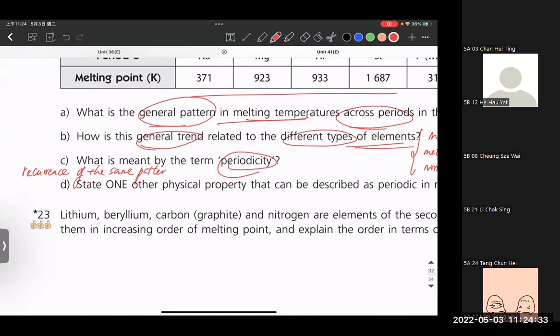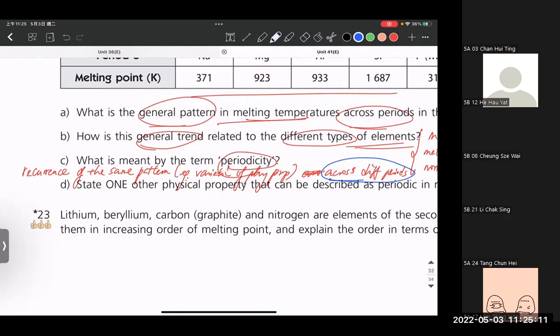pattern. So for example, what you mentioned is the variation of physical property across. Of course, for periodicity, you need to mention the comparison between different periods. So across different periods, we call that periodicity. Can you get it? Because of that type of comparison, we realize that the pattern repeats.